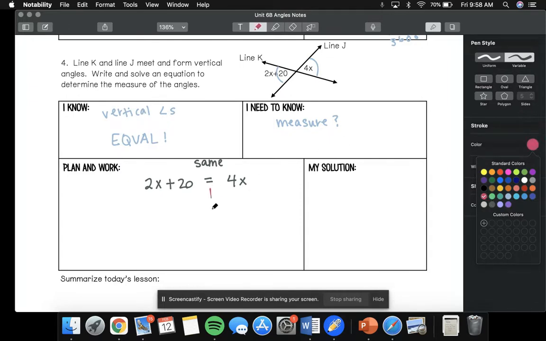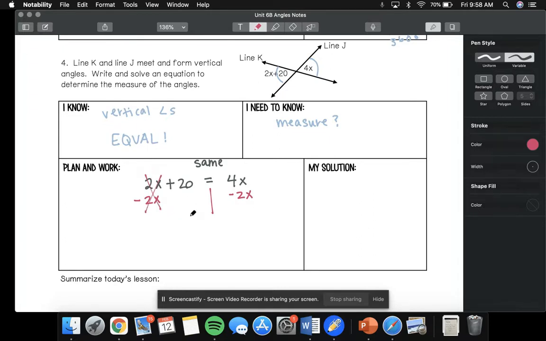Now what we're going to do is we're going to solve this equation. Now this is something we haven't done in a couple months. Okay, we have x's on both sides. Okay, so what we need to do is we need to move our x's. So I'm going to subtract 2x. Okay, 2x minus 2x does make the 0, which is what we wanted. Okay, and then we have 4x minus 2x, which would be 2x.